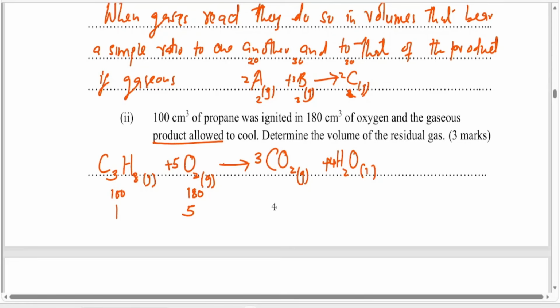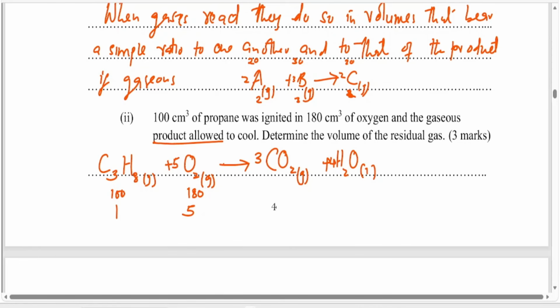And because oxygen is 180, there is no way we can say propane should be 100, and then 5 times 100 is supposed to be 500, so we cannot have oxygen being in excess in this case. All of these particular substances should be enough for the reaction to proceed. We should not have any of these two limited. So in this case, I have 180 and 100.